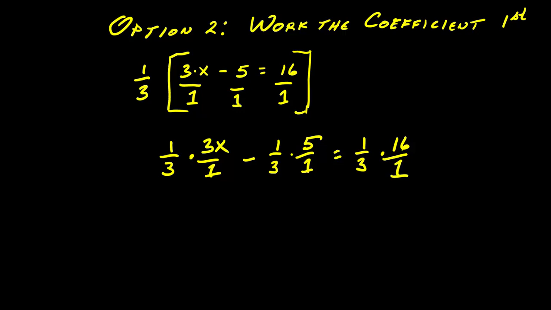And then do the arithmetic. 1 over 3 times 3 over 1, that's the multiplicative inverse. That gives us a 1x. And then we'll do the arithmetic here. This is going to be 1 subtract 1 over 3 times 5 over 1. Using your rules for multiplying fractions, this would become 5 over 3. And then on the right-hand side, we'd have 16 over 3.